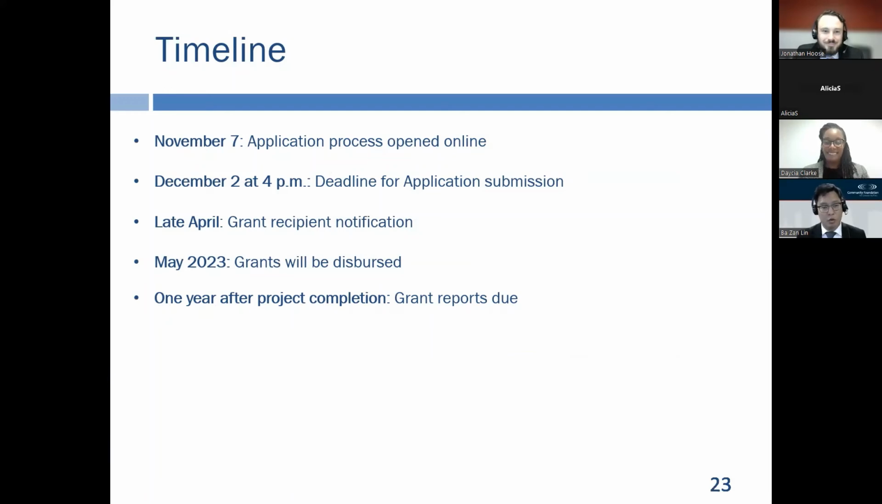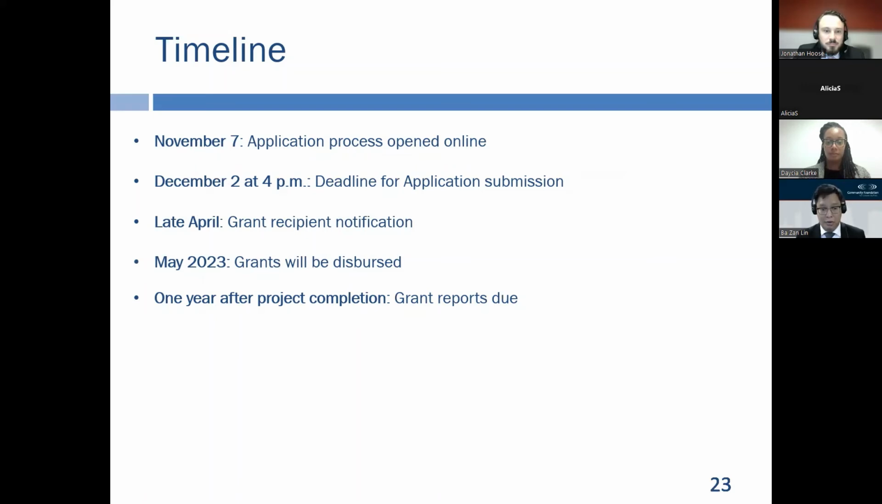November 7, we open all 4 grant processes. So now all the grant processes are live. The legacy fund processes are live on a Fountain system. So please sign in to the Fountain system if you haven't done so. They are currently live. The applications are due by December 2nd at 4 p.m. There will be no wiggle room. Any application that's submitted after 4 p.m. on December 2nd will not be considered, unfortunately.